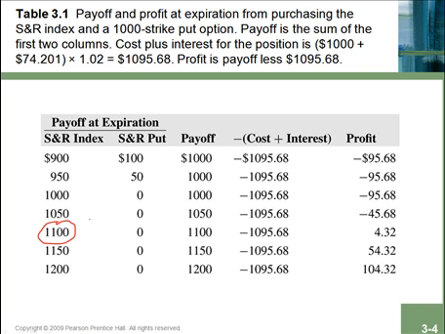Okay, well in this case, you have the index. It's gone up in value. You originally bought it for $1,000, so you've made a $100 profit and you're happy.